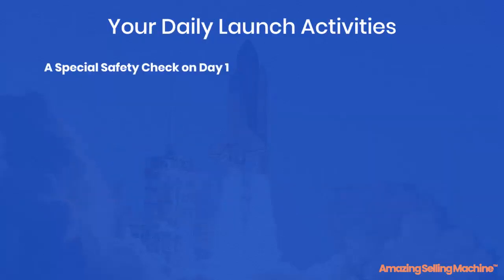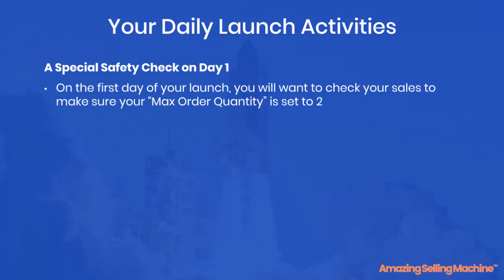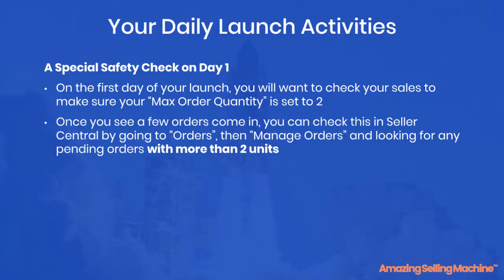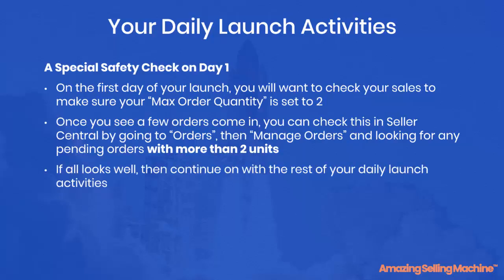Now, on day 1 of your launch, there's a special safety check that we want you to do. On the first day, you'll want to check your sales to make sure that your max order quantity is set to 2. I know we just talked about that, but this is a really important thing to look for, so you just want to make sure that you look for it at least once on the opening day of your launch. Now, once you see a few orders come in, you can do this by going into Seller Central, clicking on Orders, and then Manage Orders, and looking for any pending orders that have more than 2 units on it. If everything looks okay, then continue on with the rest of your daily launch activities.